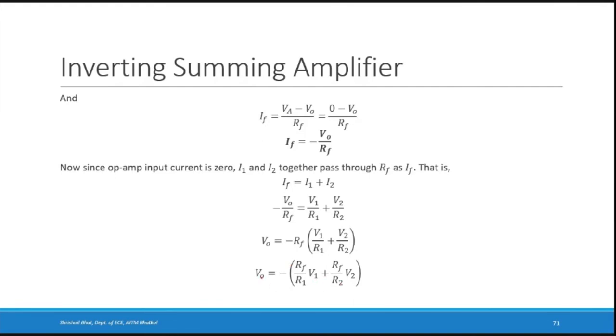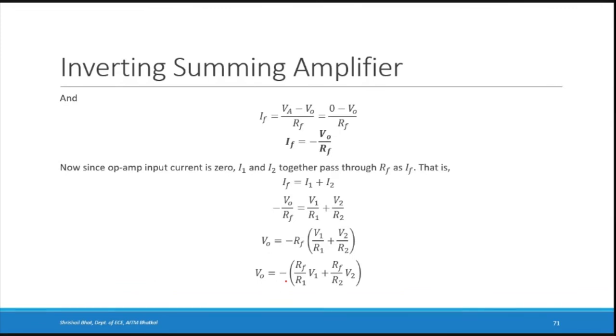Output V0 is the sum of 2 inputs with a certain gain. So it is RF by R1 into V1. So the V1 is amplified by this particular factor, RF by R1, and RF by R2 into V2, that is V2 is amplified by this particular factor RF by R2, and then they are added, and the negative sign indicates that the output is inverted, right? Output is inverted. So this indicates that it is an inverting summing amplifier with a certain gain.